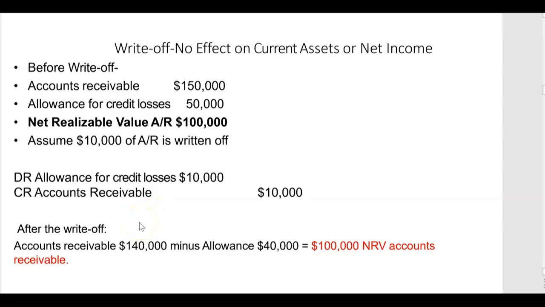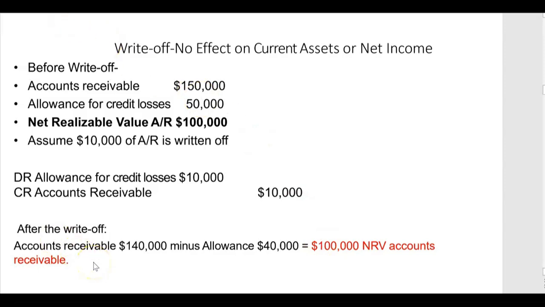After the write-off, accounts receivable has gone down by $10,000 from $150,000 to $140,000, and the allowance has gone down by $10,000 from $50,000 to $40,000. So what's the net realizable value after the write-off? It's still $100,000. It's $140,000 of accounts receivable minus the allowance of $40,000. NRV doesn't change because of a write-off.